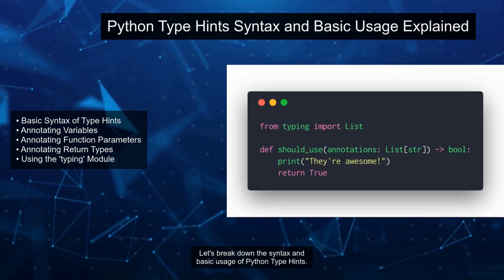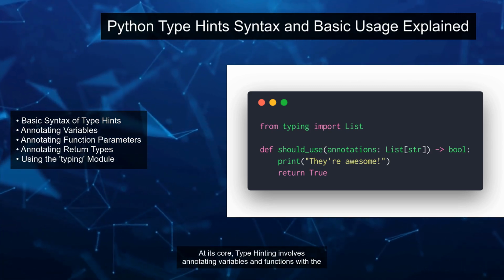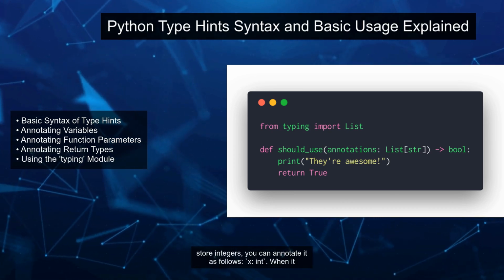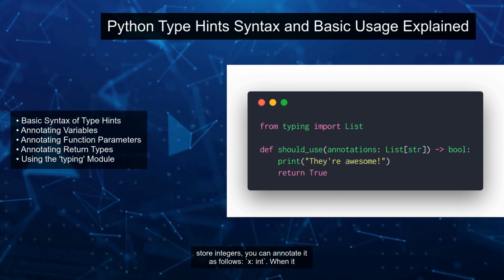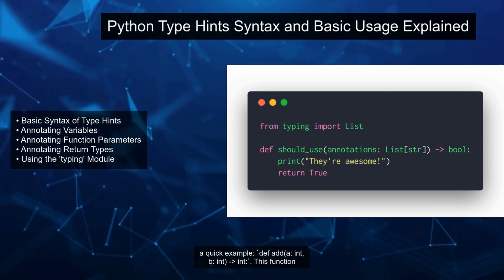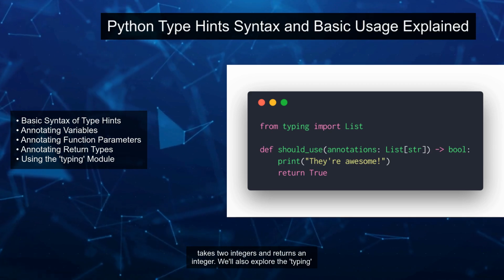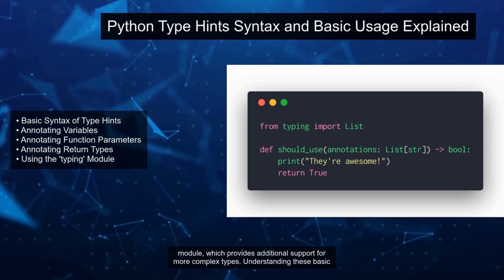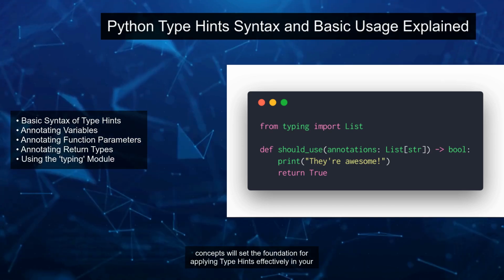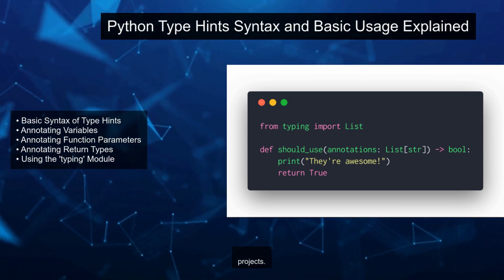Let's break down the syntax and basic usage of Python type hints. At its core, type hinting involves annotating variables and functions with the expected data types. For example, if you have a variable intended to store integers, you can annotate it as follows: x: int. When it comes to functions, you can annotate both parameters and return types. Here's a quick example: def add(a: int, b: int) -> int. This function takes two integers and returns an integer. We'll also explore the typing module, which provides additional support for more complex types. Understanding these basic concepts will set the foundation for applying type hints effectively in your projects.